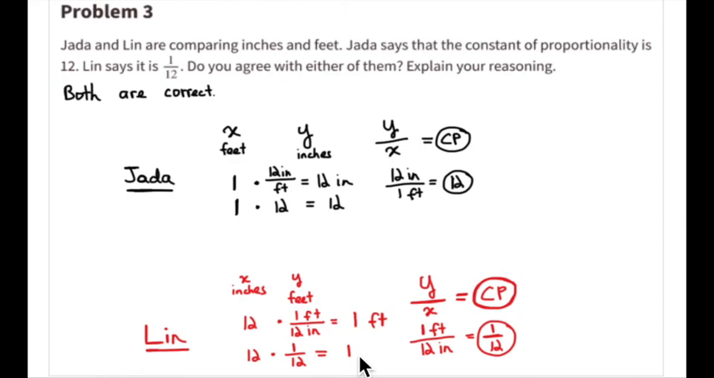And so both of them are correct. The constant of proportionality for Jada is correct. It's 12. And the constant of proportionality for Lynn is also correct. It's 1/12. And notice that they are reciprocals. 12 times 1/12 equals 1. It's going to go one way, feet to inches, you multiply by 12. To go the other way, inches to feet, you divide by 12, or you multiply by 1/12, the reciprocal.